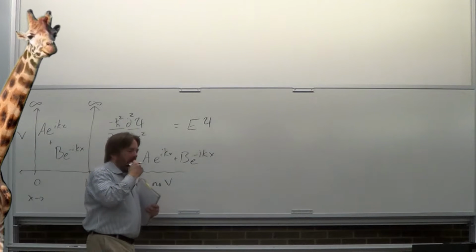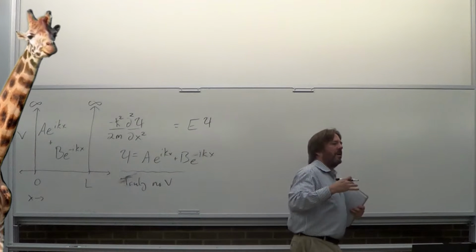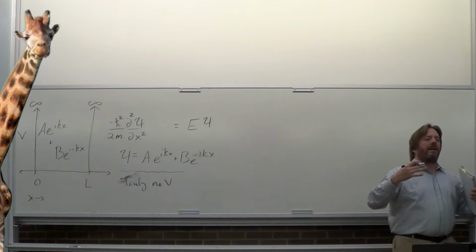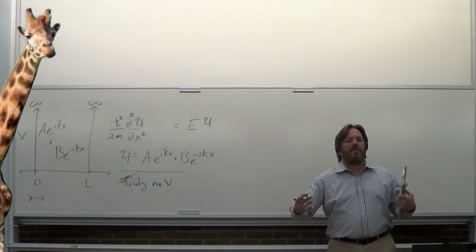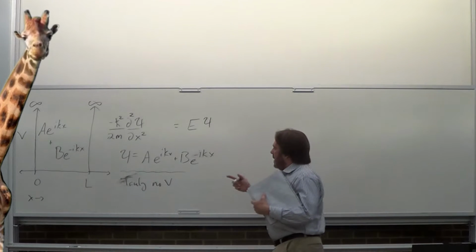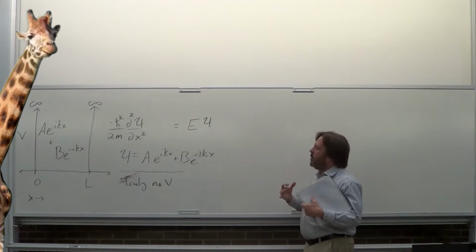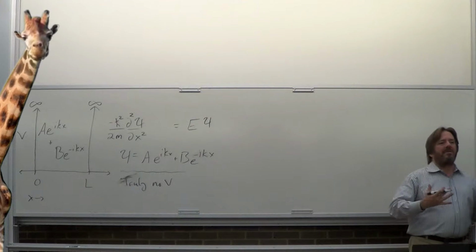Okay, so for truly no potential, this is what we've been doing at the very beginning when I kept calling the electron in outer space all by itself the free wave problem. And again, this is a solution, but you have to whittle it down because you have to know something. You have to know what's going on.